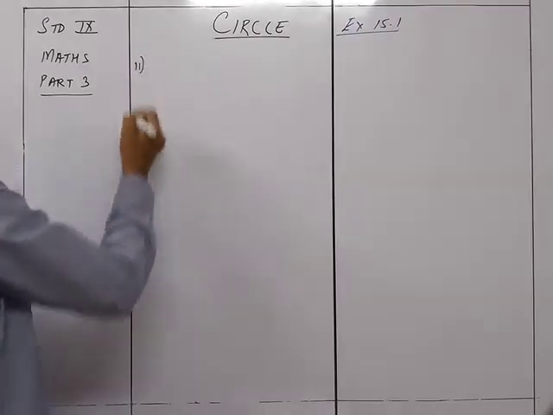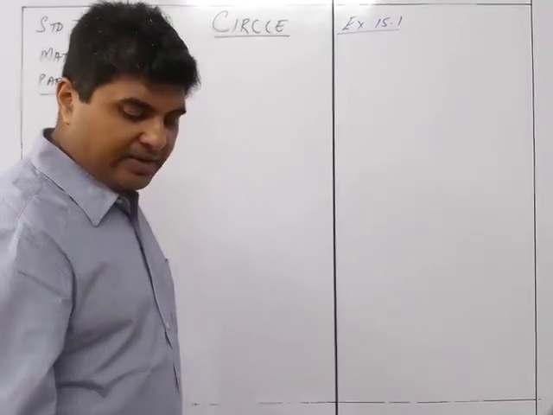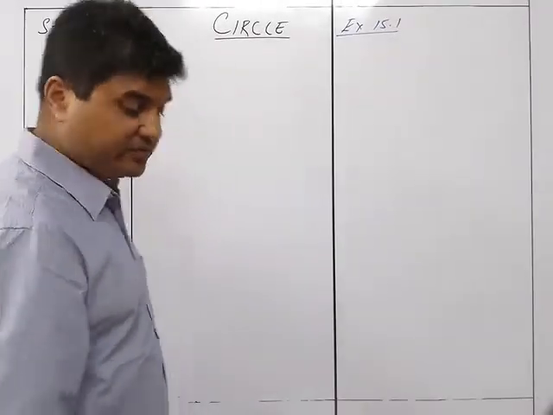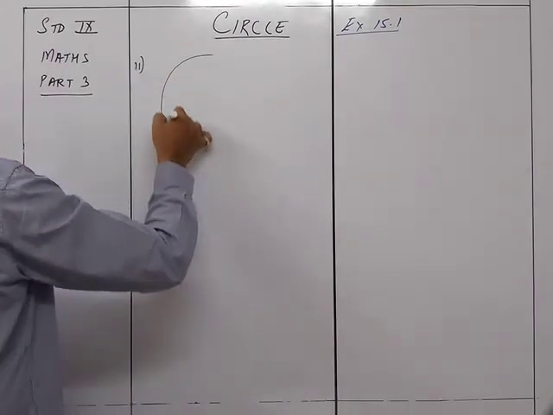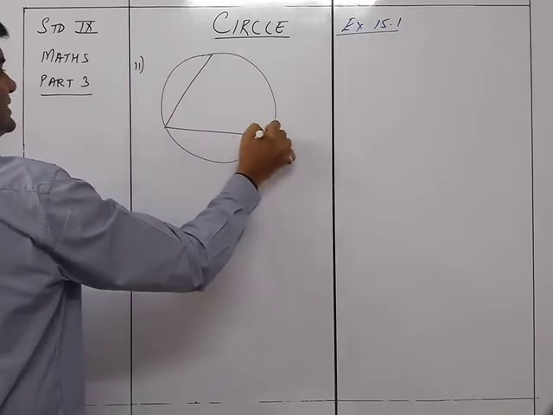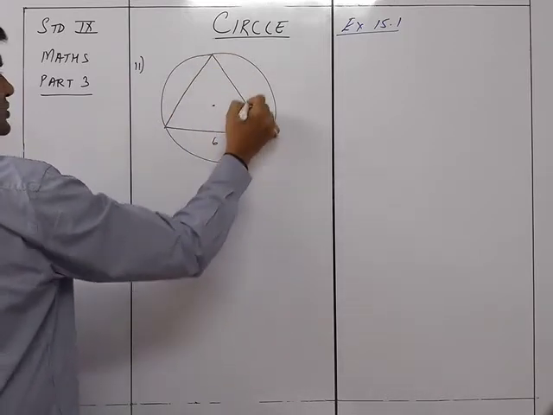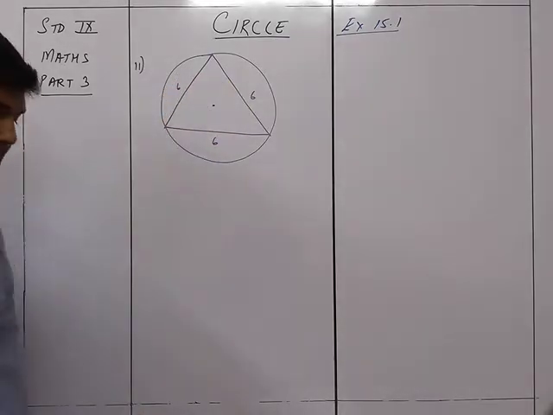Sum number 11. An equilateral triangle of 6 cm is inscribed in a circle. Find the radius of the circle. So there is a circle and an equilateral triangle is inscribed in it with the sides being 6 centimeters each.